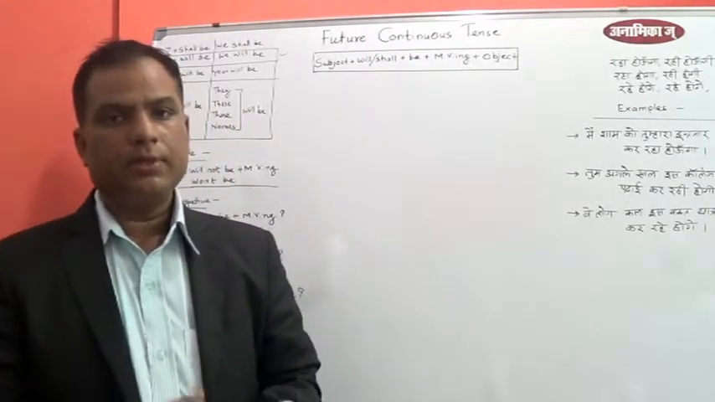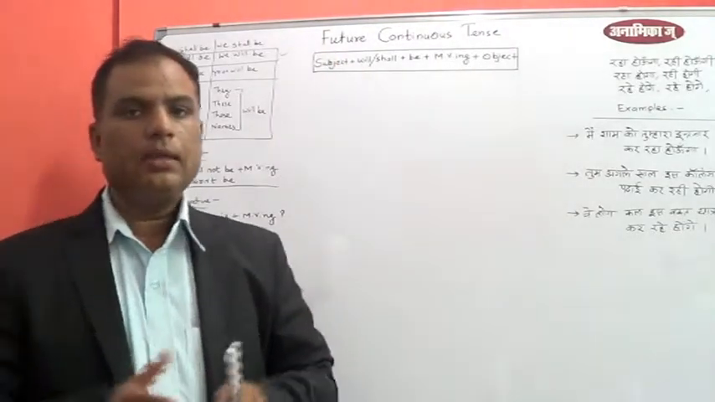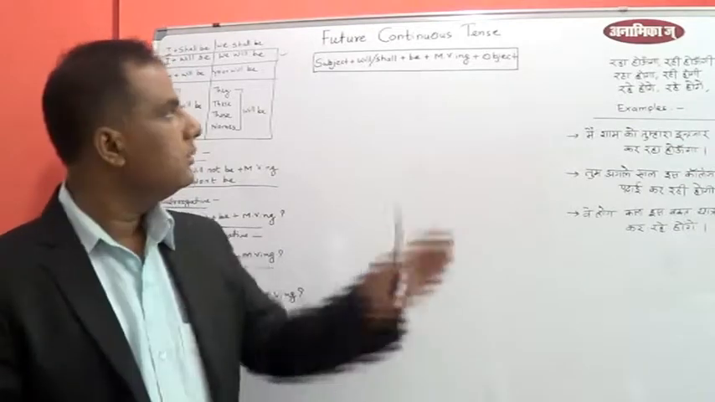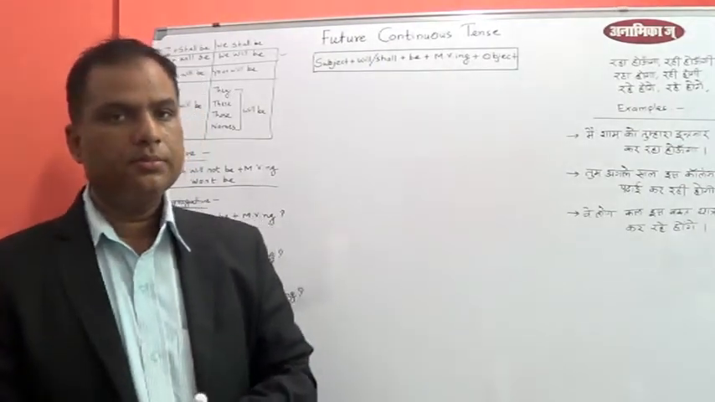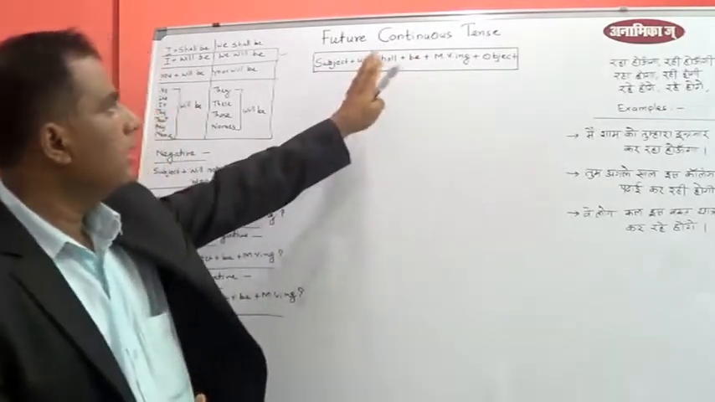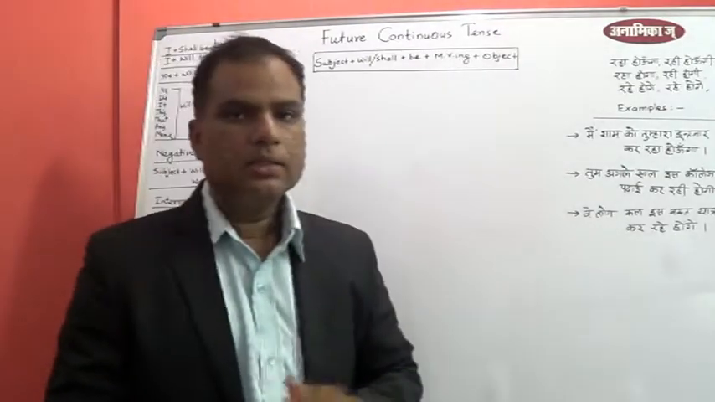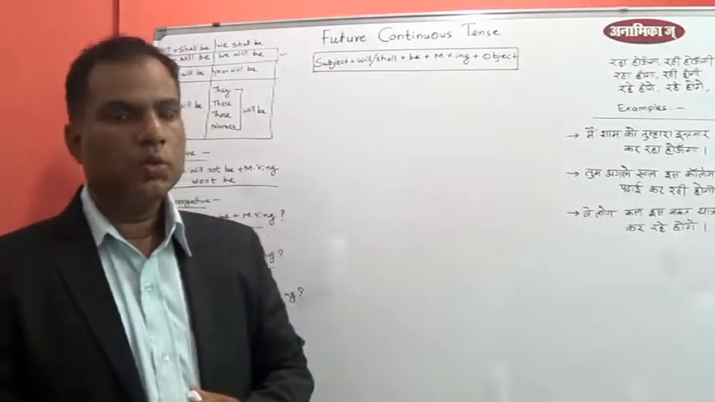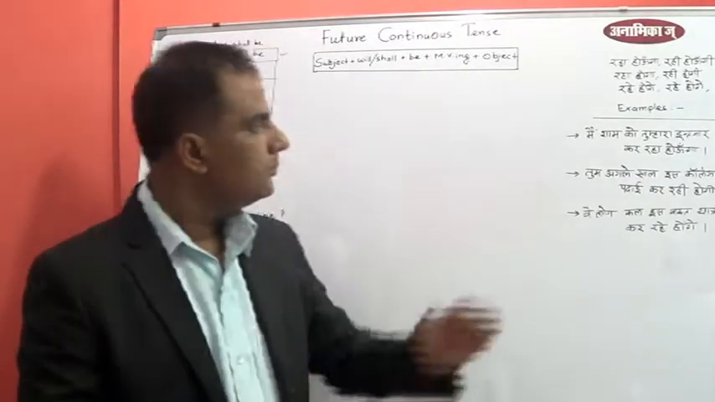As the name itself suggests, it's a future action, and continuous suggests that some work will be in progress. So that is how we can define future continuous tense. Now let's have some examples to make the concept absolutely clear.